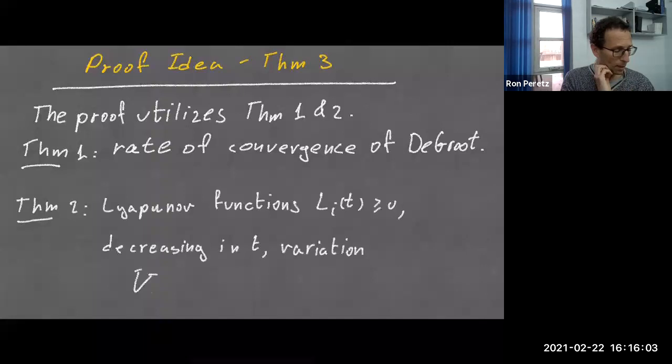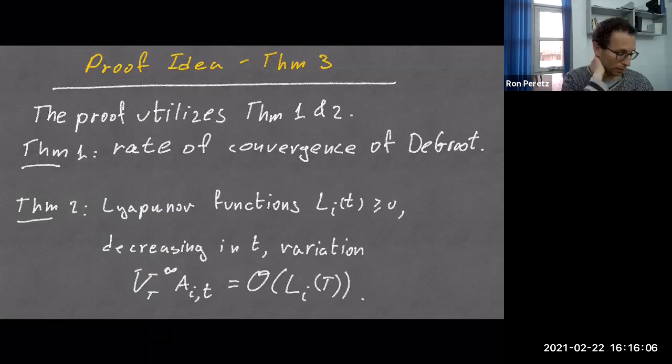And theorem 2 is the convergence result for the epsilon DeGroot dynamics. And it's going to use a Lyapunov function. For every agent, we're going to have a non-negative function, L_i of t, which is decreasing in t, it is non-negative and decreasing, so it must converge. And we show that the variation of the opinion of agent i, actually I should have written 2t, is bounded from above by a constant times the Lyapunov function at time t. So in particular, the variation is bounded, so it converges.